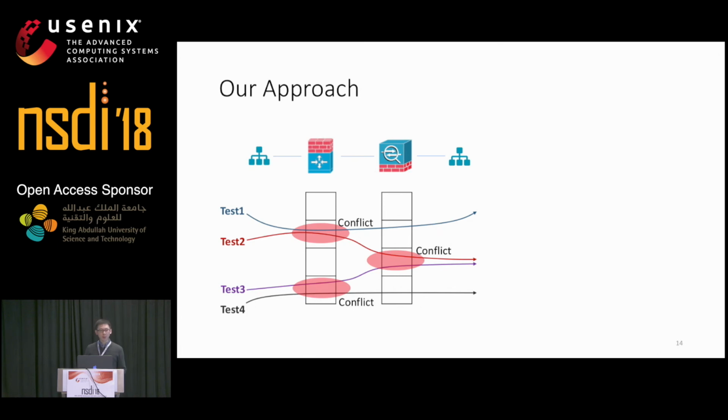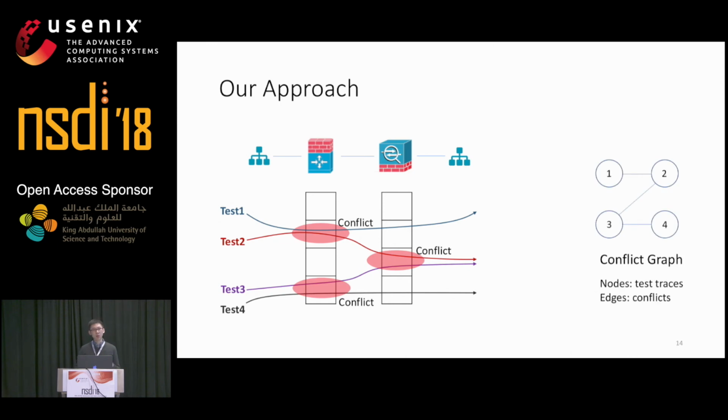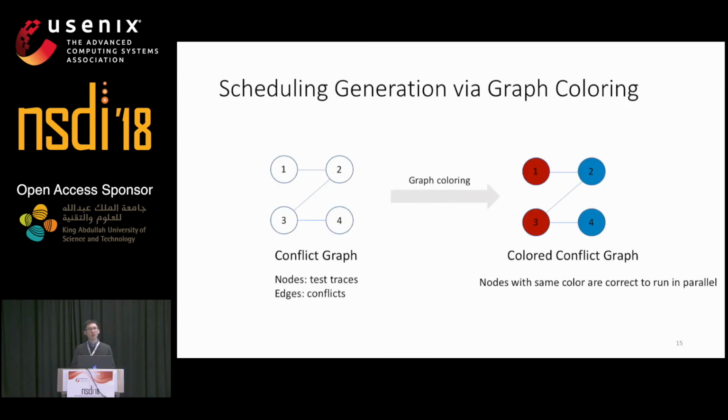So our approach works as follows. First of all, we check all the conflicts among all test traces. Then we build a graph called a conflict graph, where each node corresponds to a test trace, and an edge between two nodes denotes a conflicting relation. Given such a graph, we color it using the minimum number of colors, where the two ends of an edge are colored with different colors. You can imagine that if we color all nodes in the same color, then all the test traces will be scheduled in parallel together. So this gives us a natural scheduling for running multiple test traces.